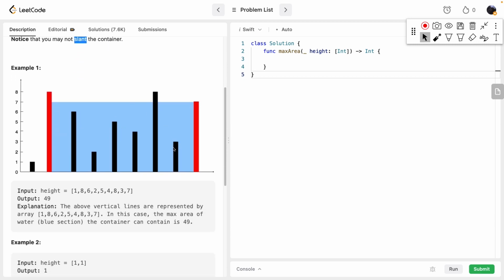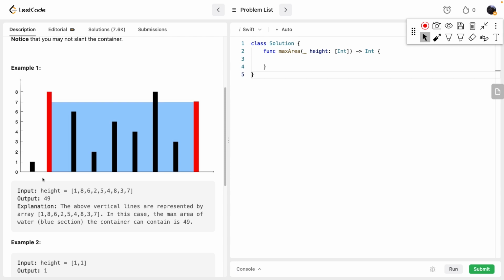Let's look at the example. So as an input, we have an array of integers here, 1, 8, etc. So 1 corresponds to the first small line, 8, it's a longer line, etc. And our goal is to find the amount of water that we can store between some of these two lines. So we need to find the maximum amount of water we can store.